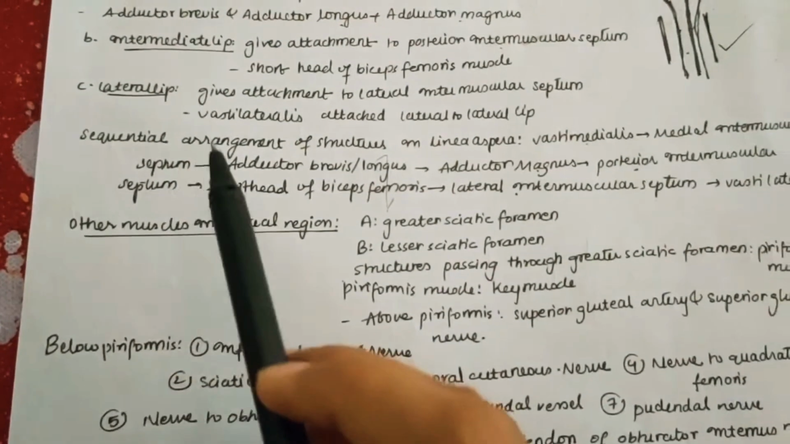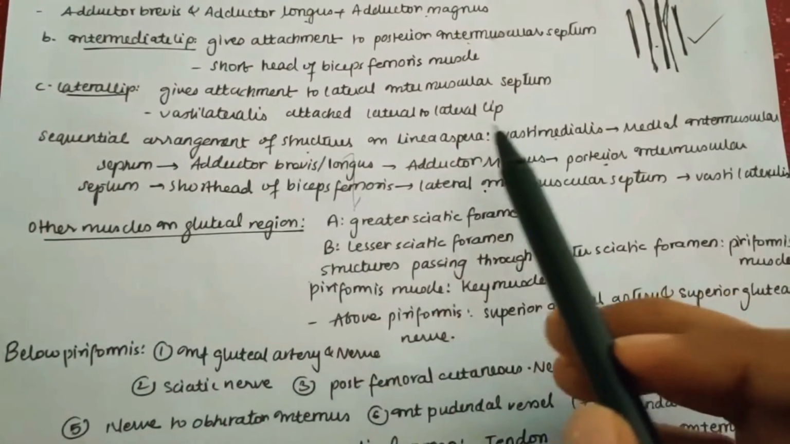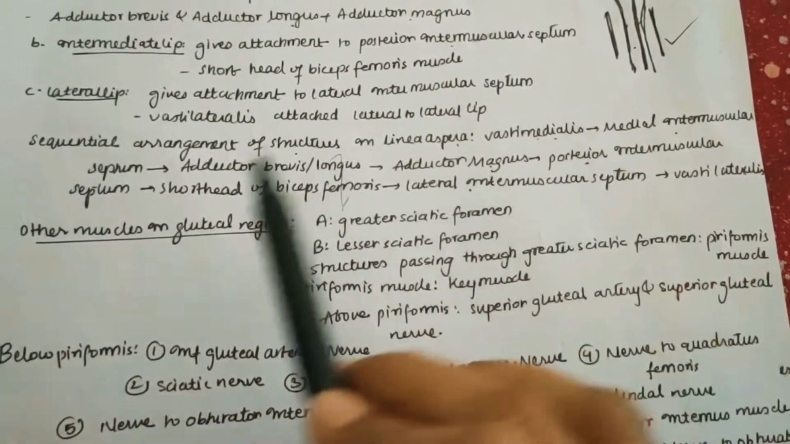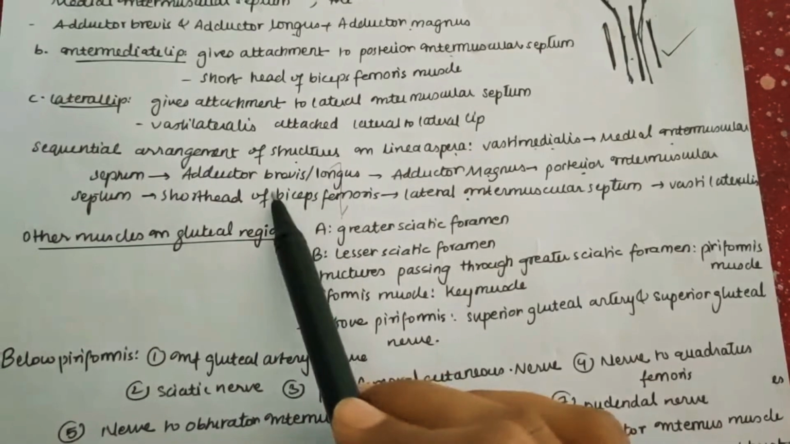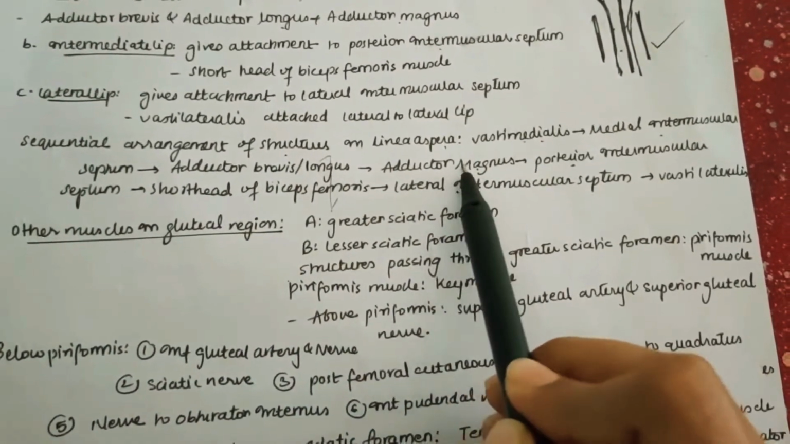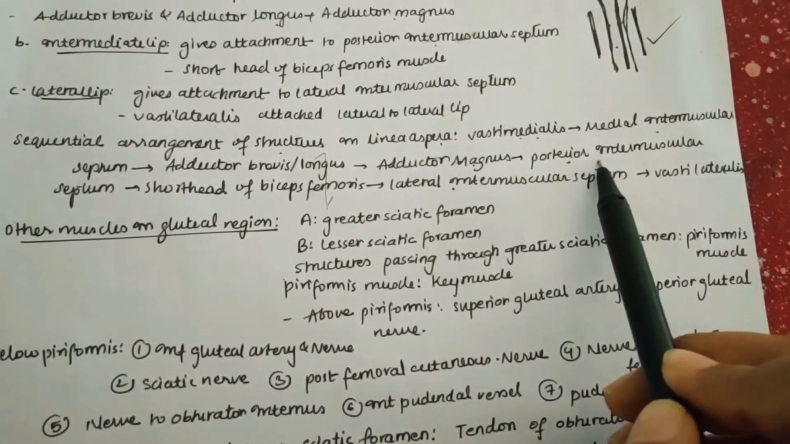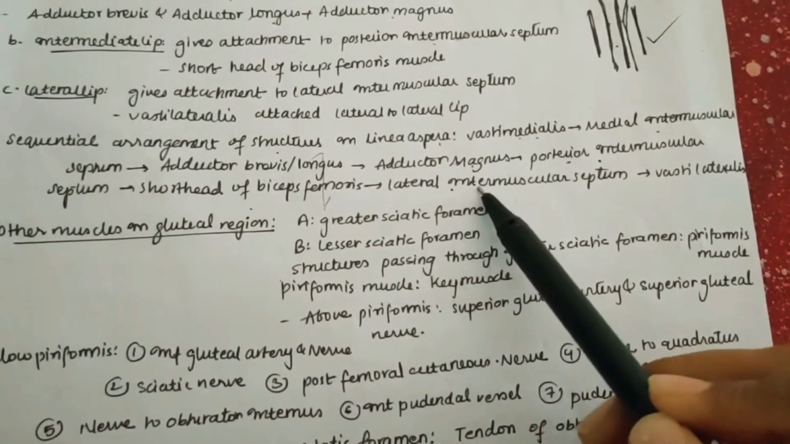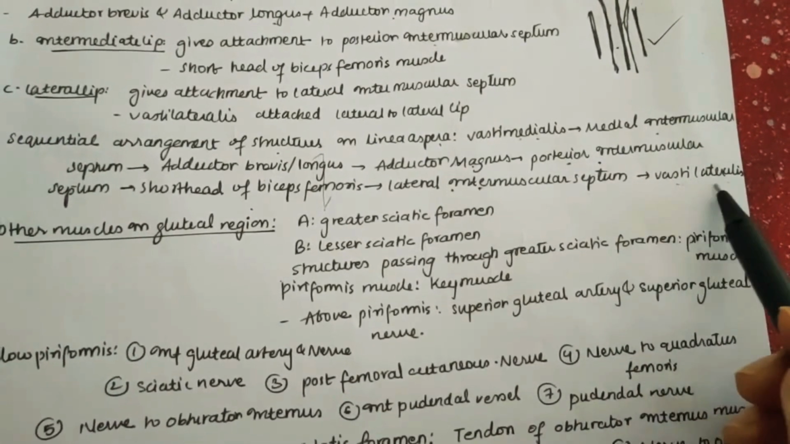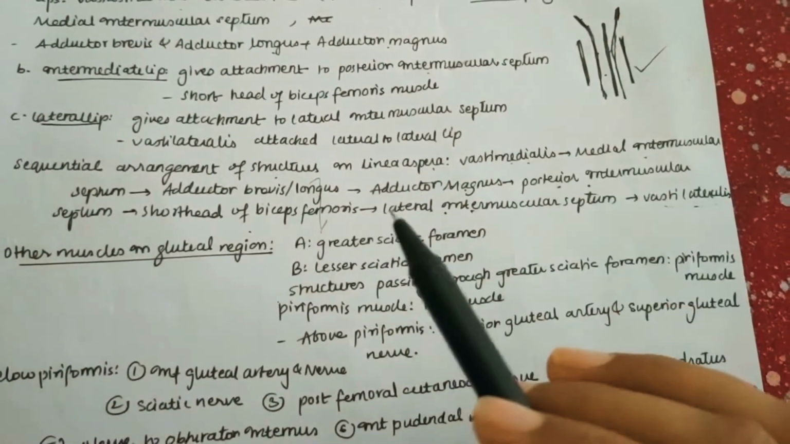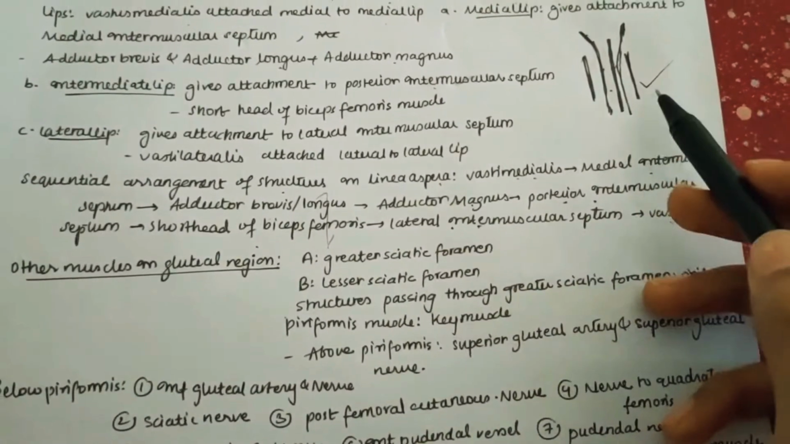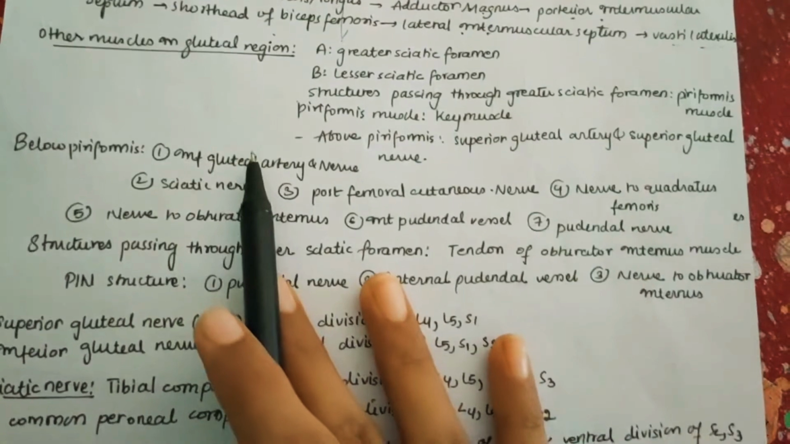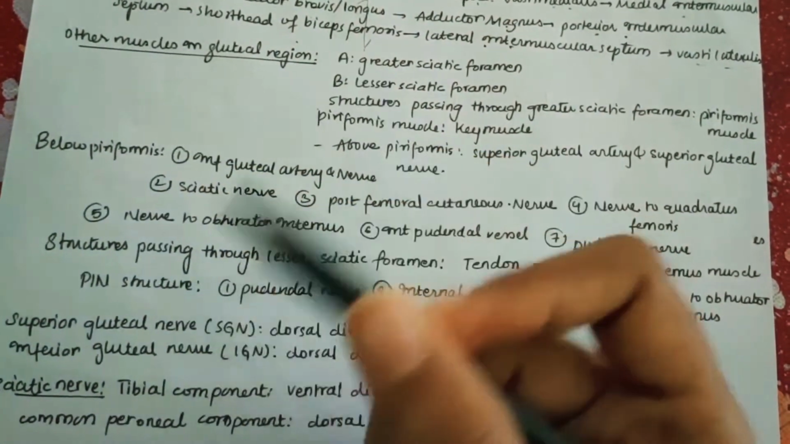So that's it. If you can draw this line diagram, you will remember everything. You can see here the sequential arrangement of structures in the linea aspera. First you have vastus medialis, next the medial intermuscular septum, next the adductor muscles like adductor brevis, adductor longus, adductor magnus. Next you have the posterior intermuscular septum. After that you have the short head of biceps femoris. Next you have the lateral intermuscular septum, and finally you have vastus lateralis. So this is the order of structures in the linea aspera, which is present on the posterior side of your femur.